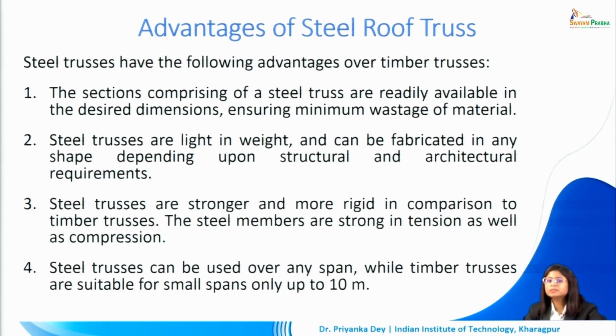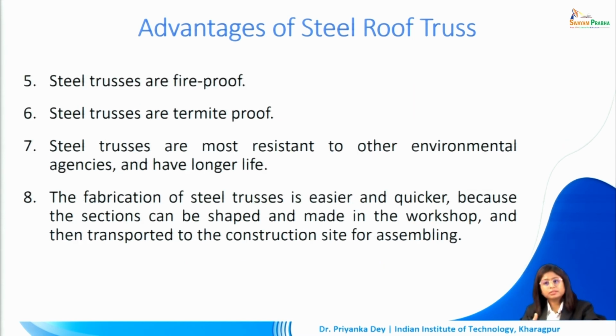Now steel trusses can be used over any span, while timber trusses are usually suitable if we restrict our span to about 10 meters. There are some examples of timber trusses where we can go beyond that, but it becomes increasingly costly. Steel trusses are most definitely fireproof and termite proof, which is a huge advantage. It increases the longevity and reduces the possibilities of accidents. Now, steel trusses are most resistant to other weather elements as well. As a result, their durability is expected to be much higher as compared to timber trusses.